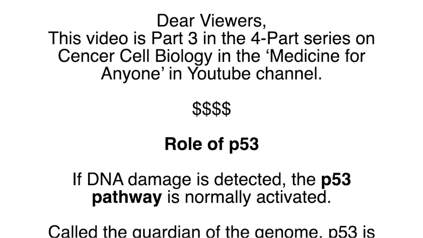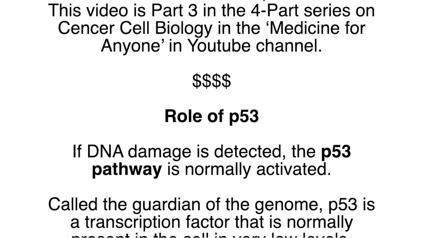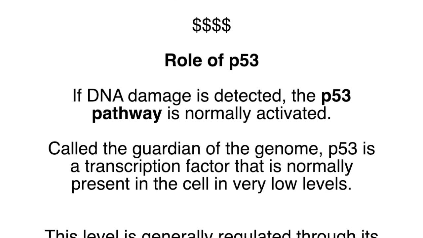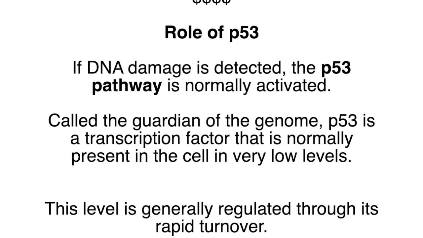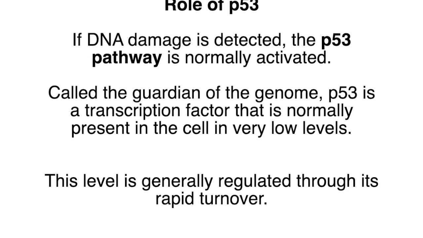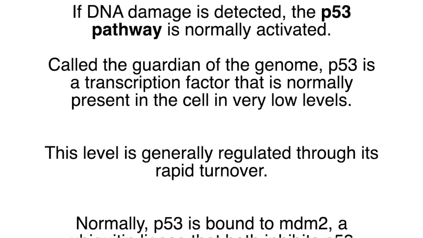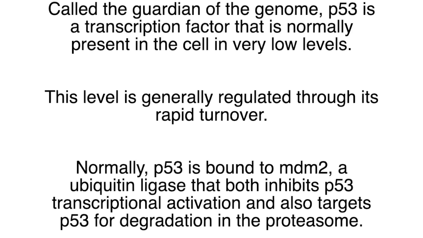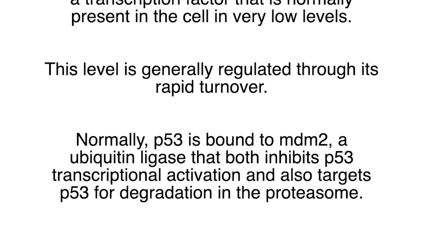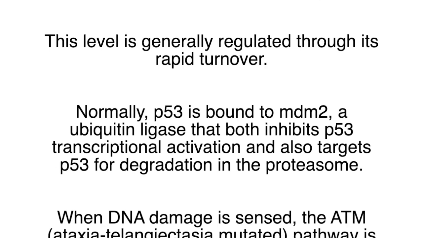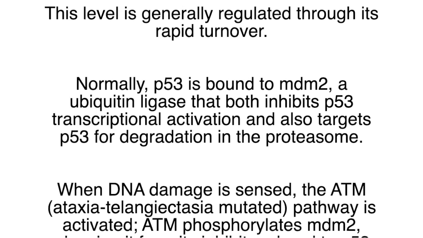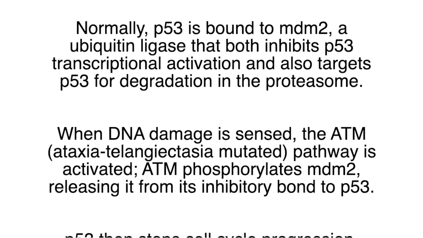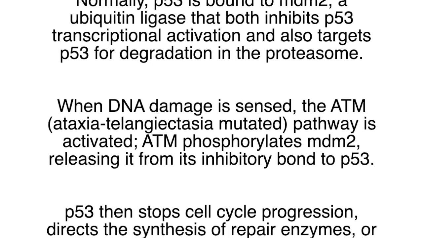Called the guardian of the genome, P53 is a transcription factor that is normally present in the cell in very low levels. This level is generally regulated through its rapid turnover. Normally, P53 is bound to MDM2, a ubiquitin ligase that both inhibits P53 transcriptional activation and also targets P53 for degradation in the proteasome. When DNA damage is sensed, the ATM, that is ataxia-telangiectasia mutated pathway, is activated. ATM phosphorylates MDM2, releasing it from its inhibitory bond to P53.